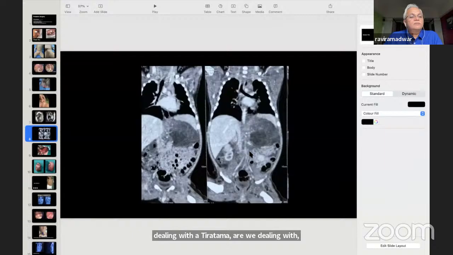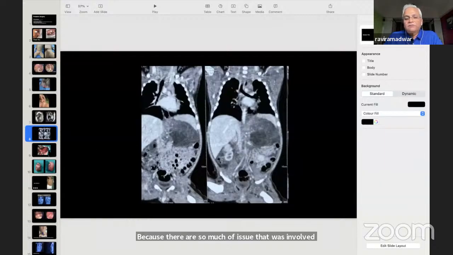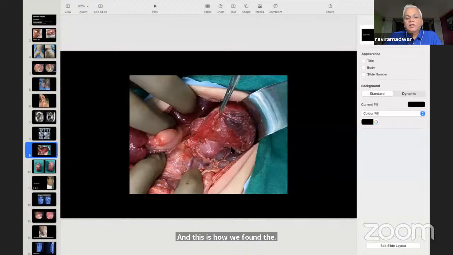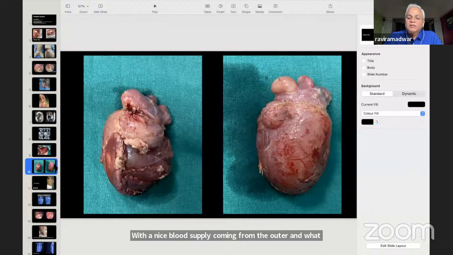Finally, none of the investigations could tell us what it was, and we were reluctant to do an FNAC. Anyway, whatever it was needed to be removed because of the fairly large lesion. So we went in, and this is how we found the lesion. The stomach was separate, the spleen was separate, and there was a massive lesion sitting under the diaphragm with a nice blood supply coming from the aorta. And what it turned out to be is really fascinating. It turned out to be intra-abdominal lung sequestration.